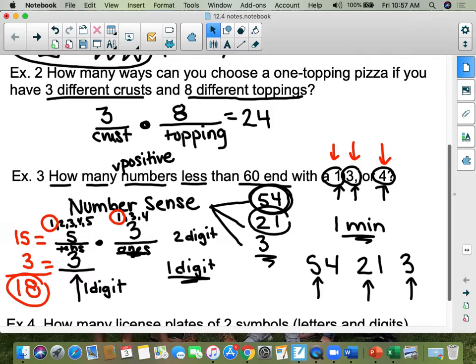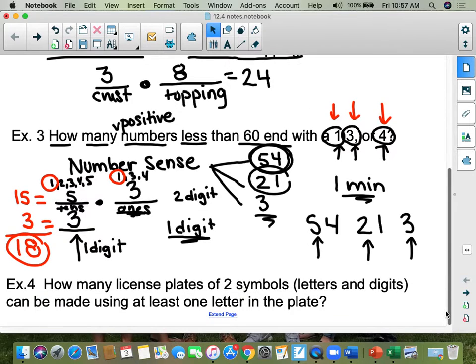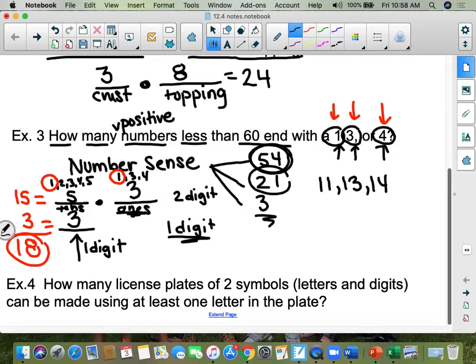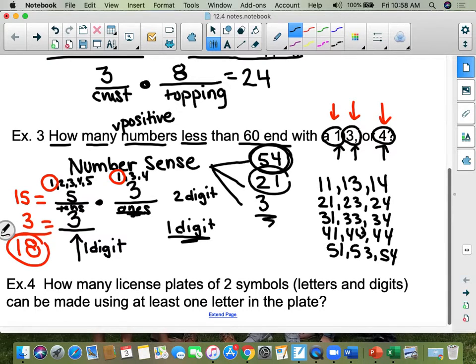Do you believe me? Let's show it to you the long way. If you don't believe me, let's show you the long way. This is way quicker doing it this way. But 11 is one number, 13 is another number, 14 is another number, 21, 23, 24, 31, 33, 34, 41, 43, 44, 51, 53, 54.